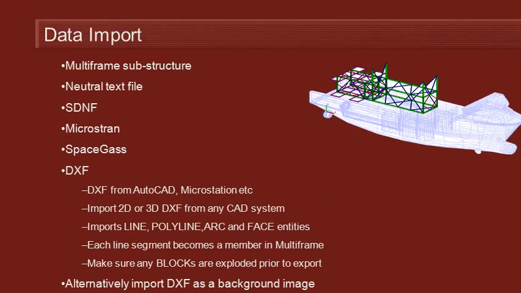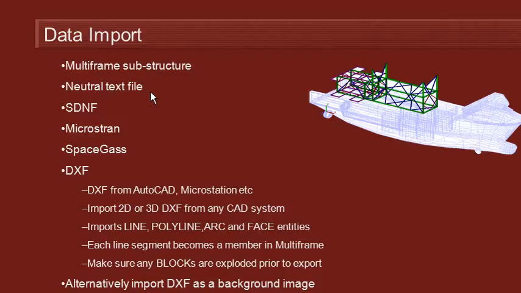A common way to bring geometry into Multiframe is by importing it through a range of different file formats. You can import a substructure into Multiframe. That means if you have an existing Multiframe model, you can add it to another model. This can be handy for standard components like trusses and so on.